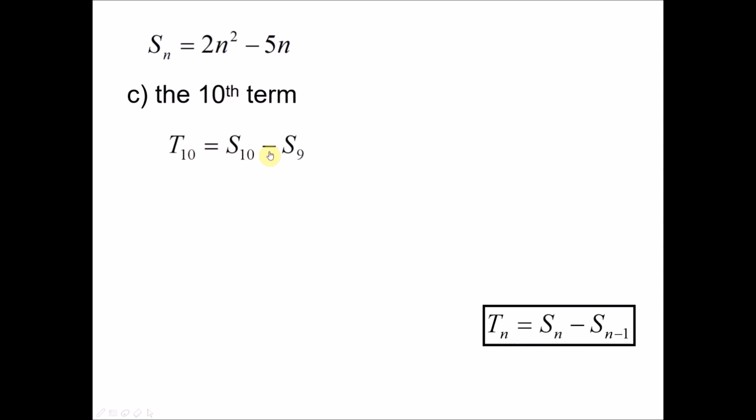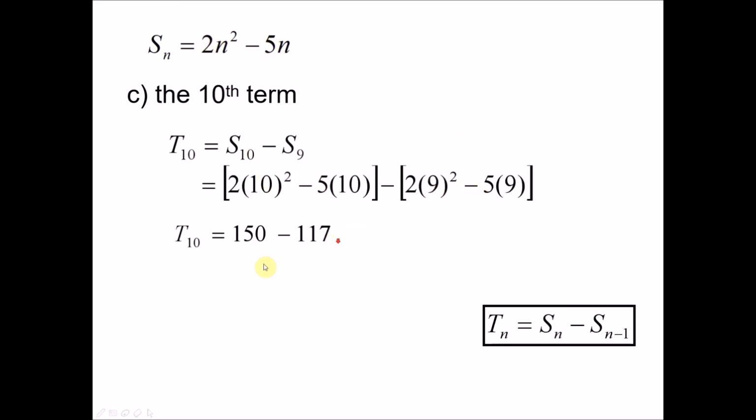Now we go to the next part, the 10th term. If we only want to find the value of one term, which is the 10th, we use the one that I just showed you, where n is 10. T10 equals S10 minus S9. We just replace n with 10: 2 times 10 squared minus 5 times 10, minus 2 times 9 squared minus 5 times 9. We substitute the values and find the 10th term, which is 33.